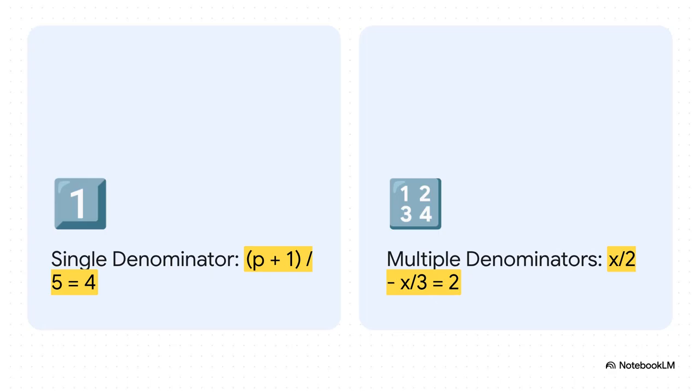Now, fractions in these equations usually pop up in one of 2 ways. You'll either have a single denominator, like on the left, or you might have multiple denominators scattered around, like on the right. They might look pretty different, but here's the secret. The same core idea solves them both.